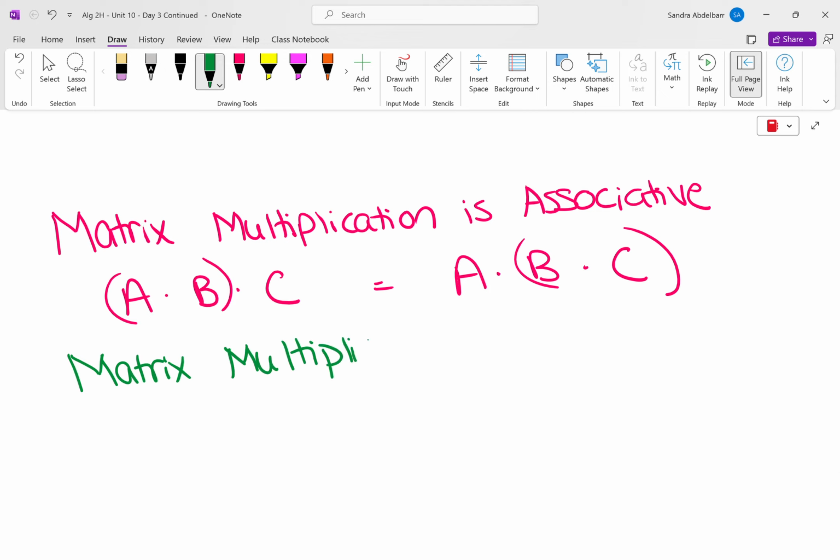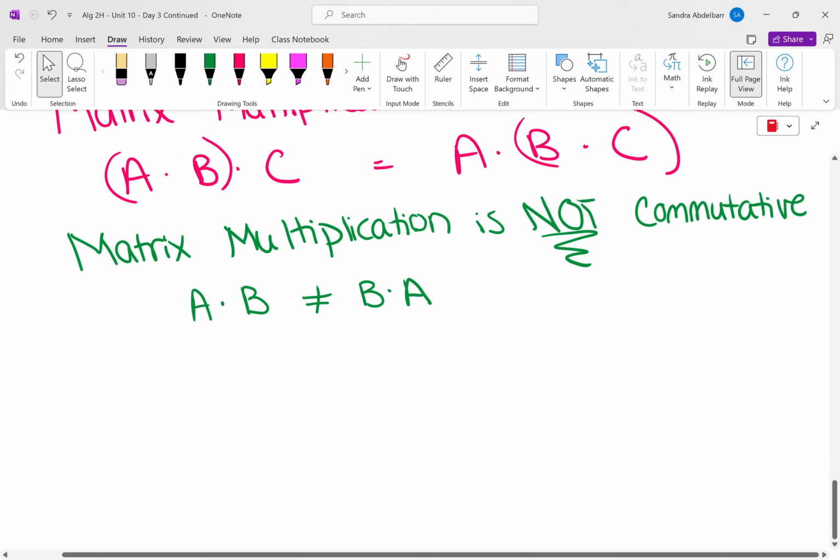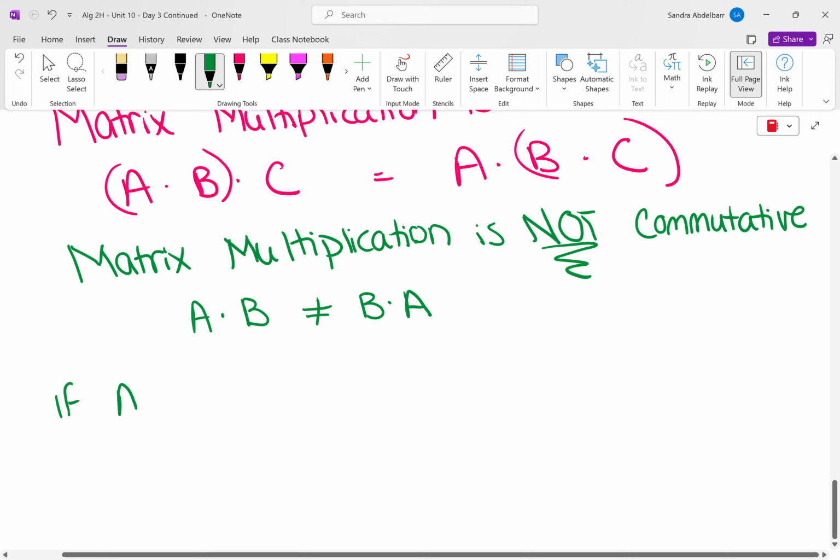Matrix multiplication is not commutative. So A times B is not necessarily equal to B times A. Let's talk about why.